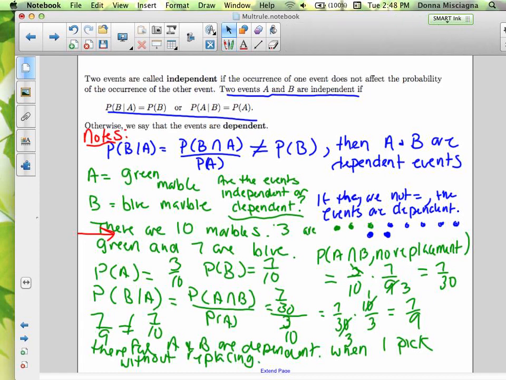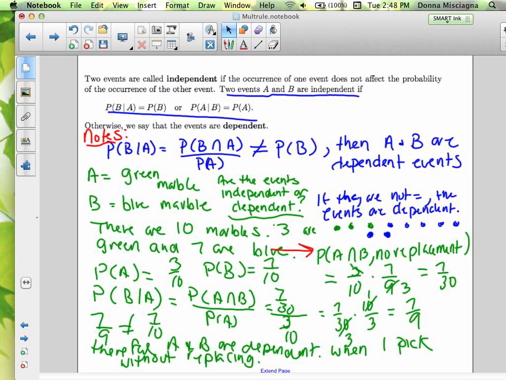So the probability of the green marble is 3/10. There are 10 marbles altogether. 3 of them are green. The probability of the blue marble is 7/10. Right? So now we want to find, first of all, to use the conditional probability formula, we need to find the probability of A and B.